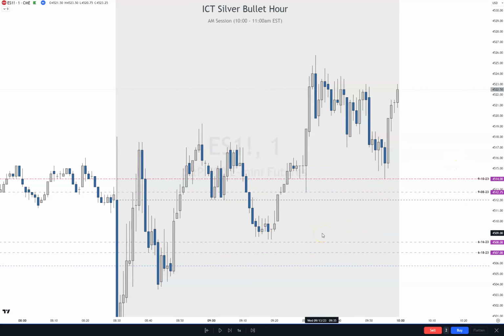Today I want to go over the AM Silver Bullet for Wednesday, September 13th.